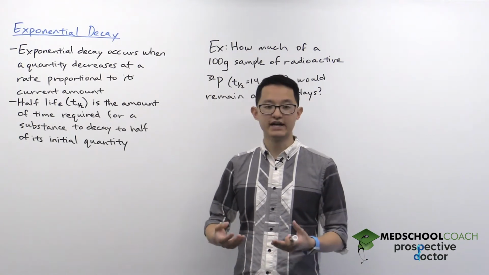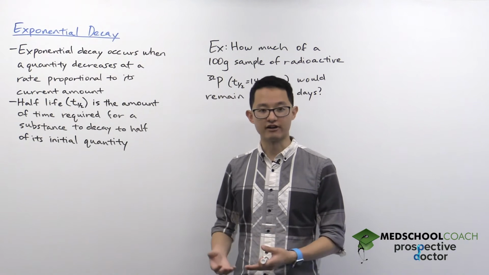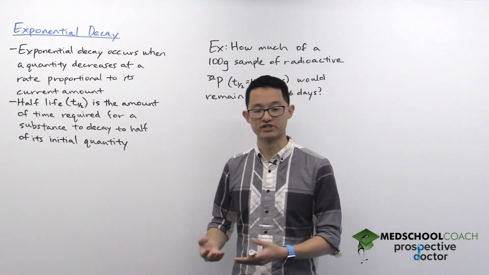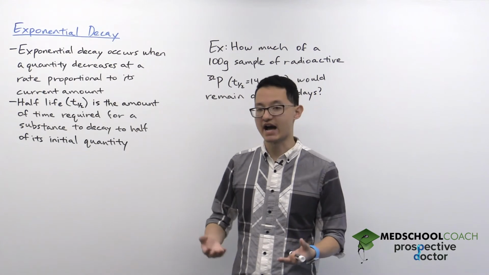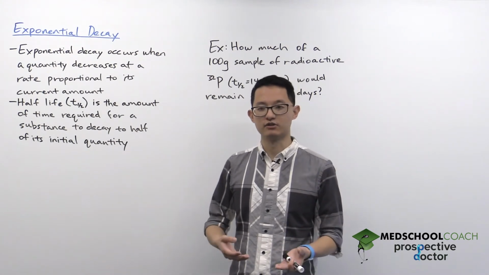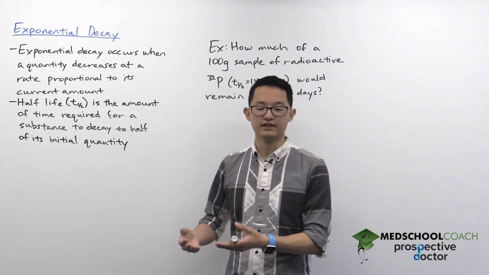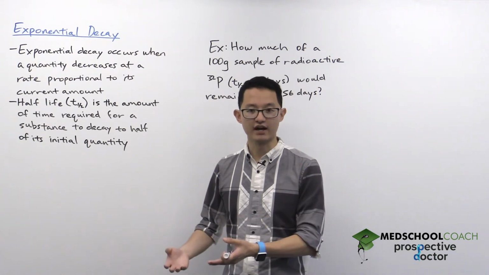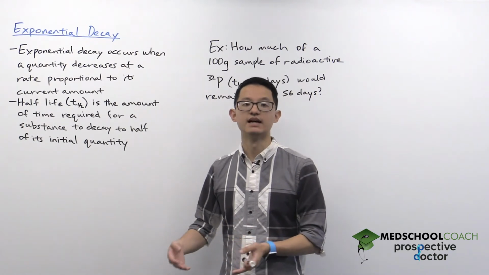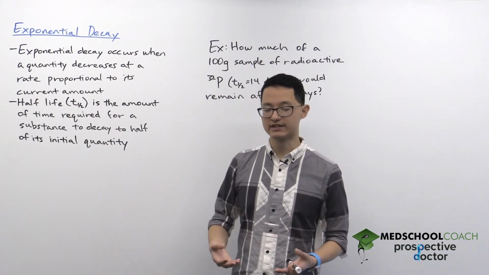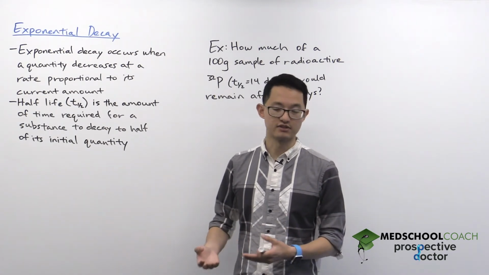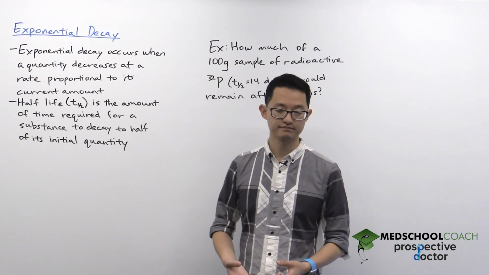Exponential decay, again, decreases at a rate proportional to its current amount. So an example would be decreasing by half each time. Let's say you start at 50, you would then decrease to 25, then 12.5, then 6.25. So each time you decrease, your rate changes depending on your current amount.